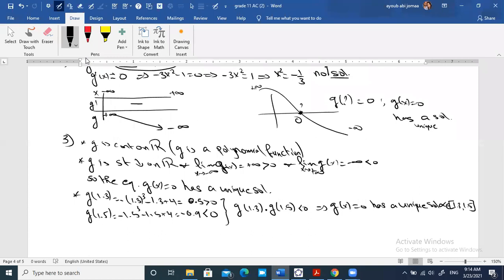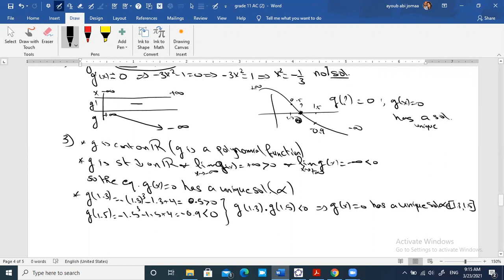The equation has a unique solution, let's say alpha. It has one solution. Here we are saying this solution exists between 1.3 and 1.5. So g of 1.3, suppose it's some value, 0.5, and g of 1.5 is equal to negative 0.9. So this solution exists between 1.3 and 1.5.